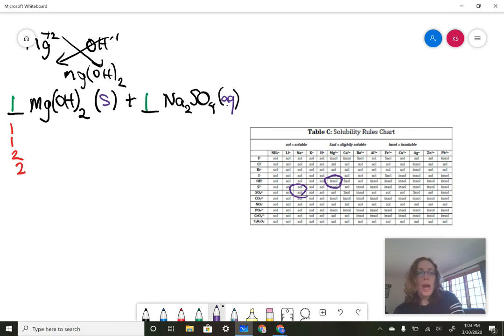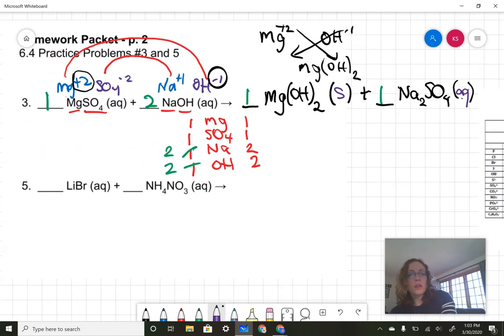A reaction will happen. There are some weird examples where you might have both products being solid, and that's okay. But remember, if both products are soluble and both of them would be aqueous, then that's no reaction. Okay, so that one is all done.